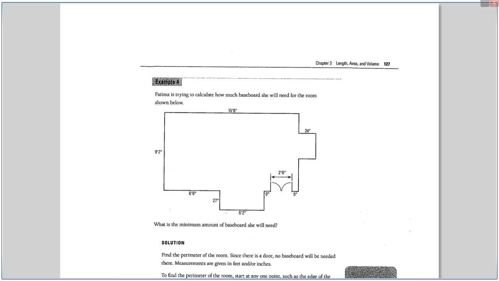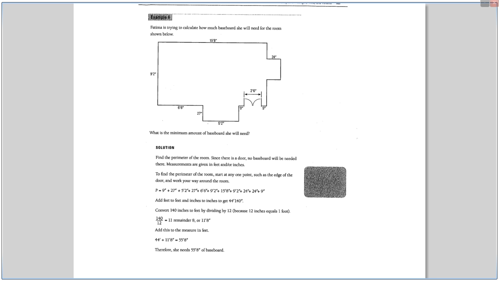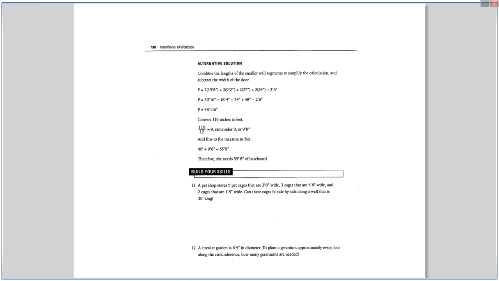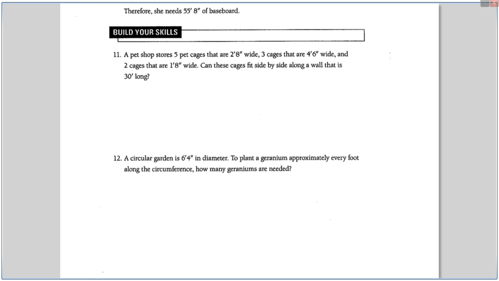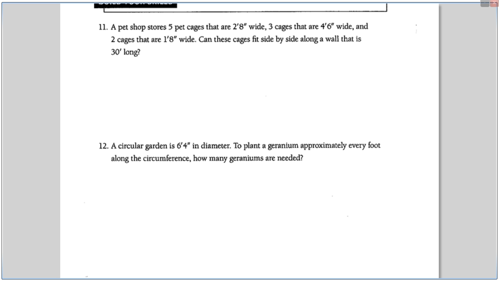Okay, so now this is a floor plan here, and there's a whole bunch of feet-inch application going on. Yeah, so I think we'll have to do a question in order to understand this. Okay, so pet shop store, there's 5 pet cages that are 2 feet 8 inches wide. So I take out my highlighter here. 5 that are this much, 3 that are that much, and 2 that are that much.